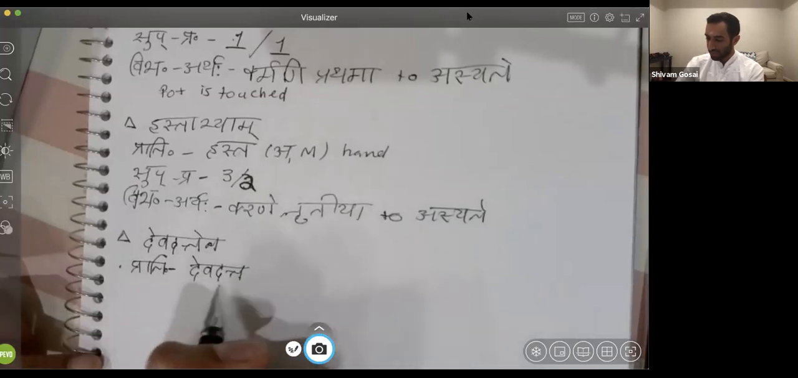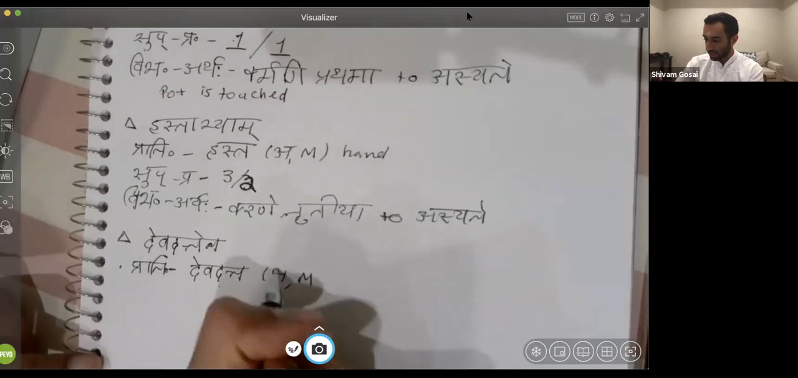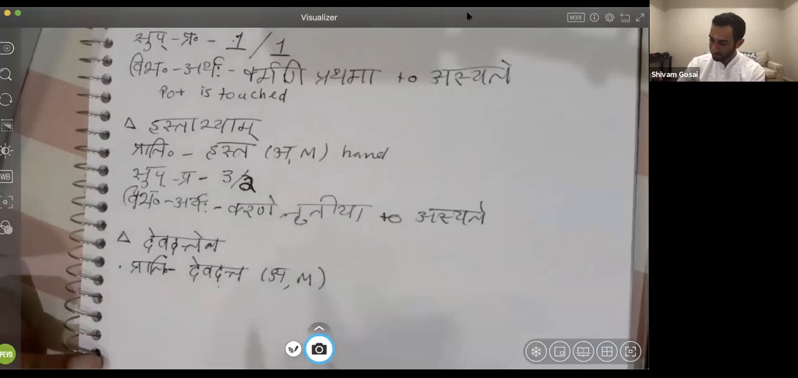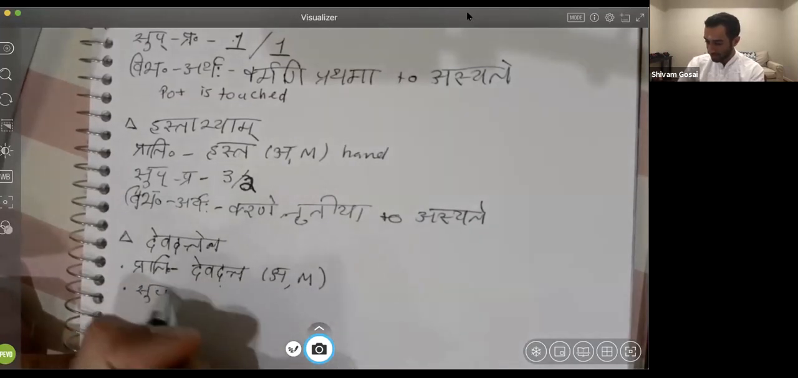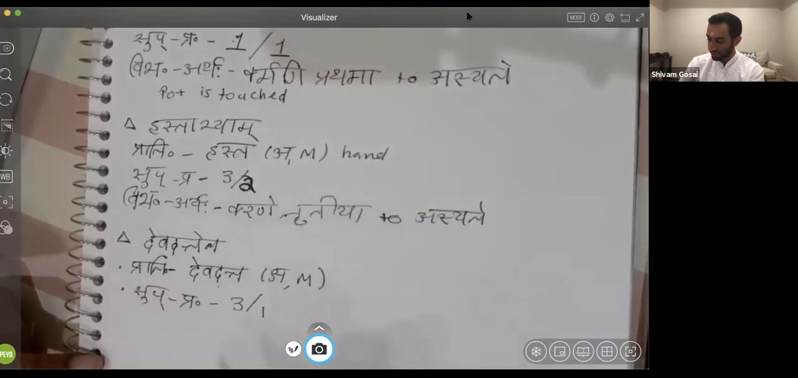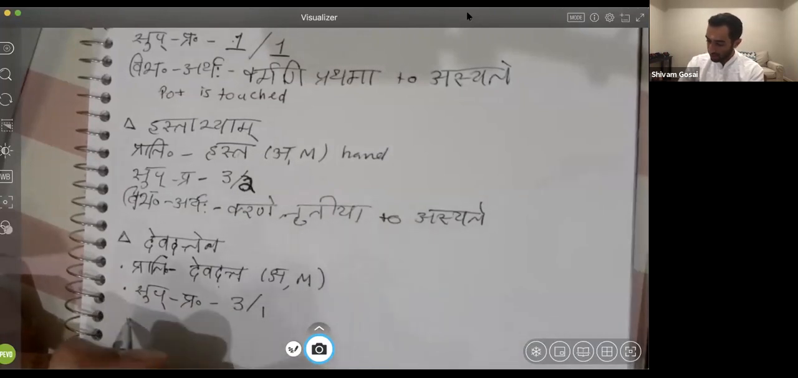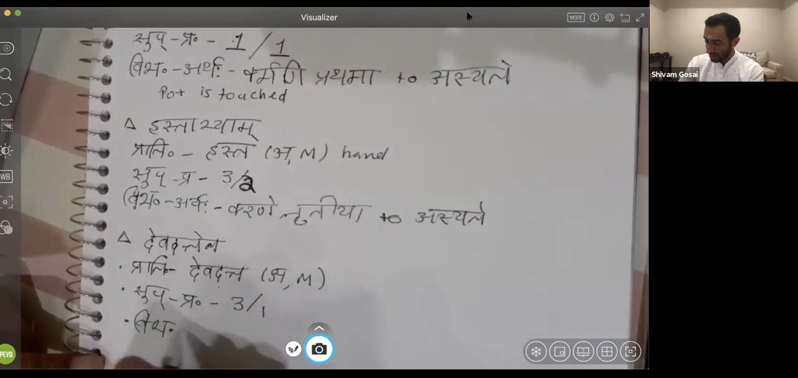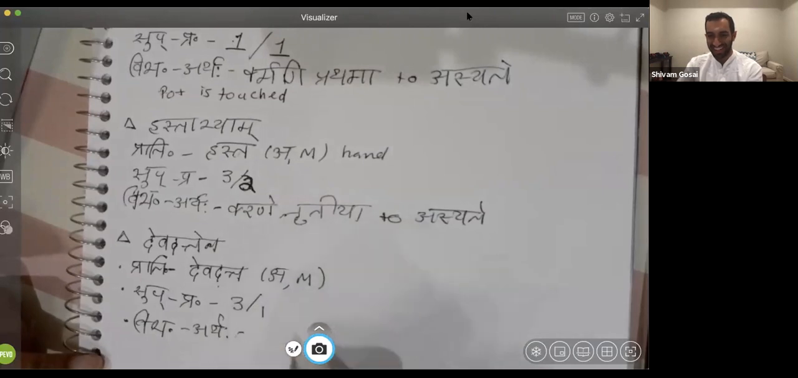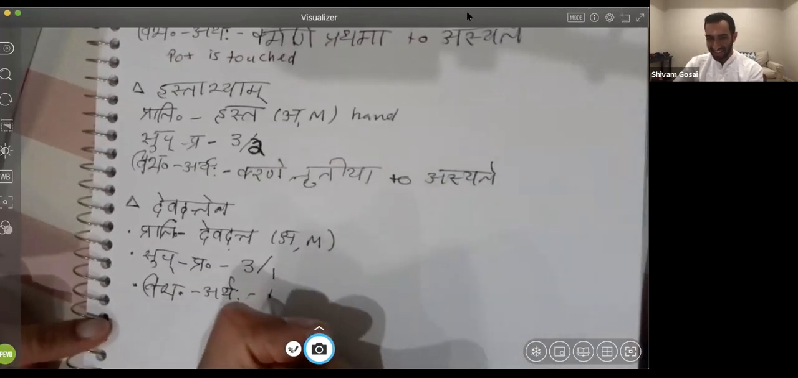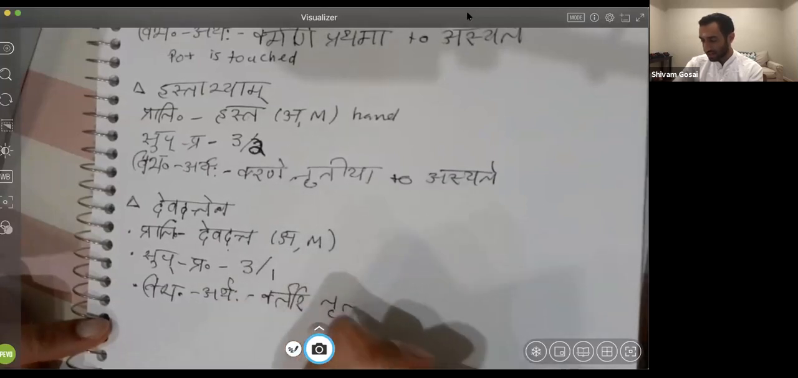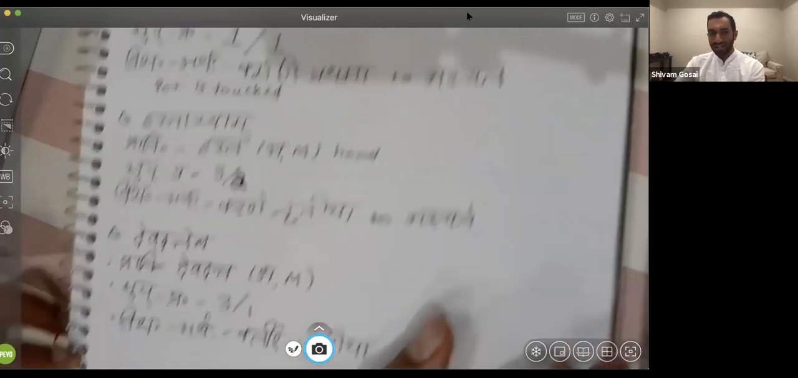Devadattena. Pratipadikam Devadatta akaranta pullinga, meaning Devadatta. That's a name. Supratyaya is 3-1, Tritiya vibhakti ekavachanam, like Ramena. And our vibhakti arthaha. You can probably guess what it is. Right? It's yep, Kartari Tritiya.